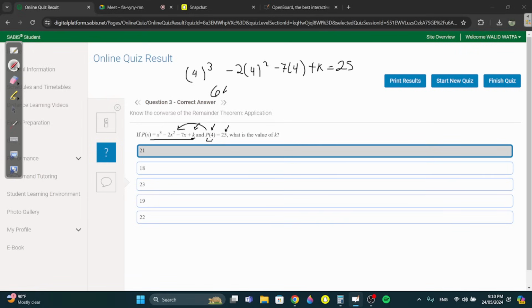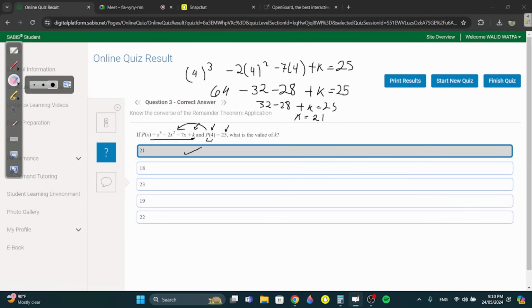Let's solve it. 64 minus 32 minus 28 plus k equals 25. So 64 minus 32 is 32, 32 minus 28 plus k equals 25. You're going to get k equals 21. That's it. Question 4.